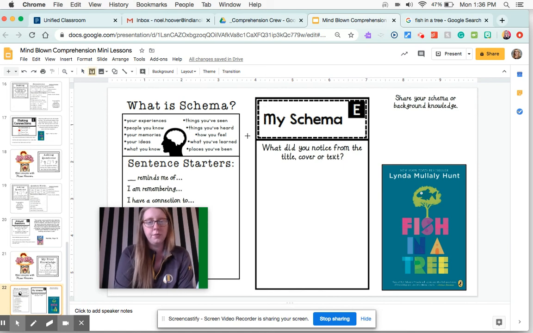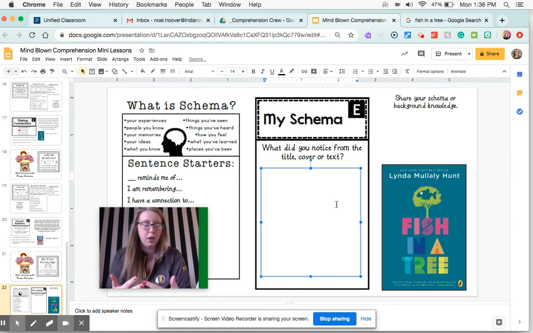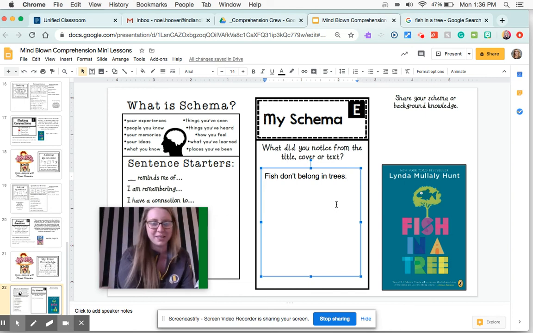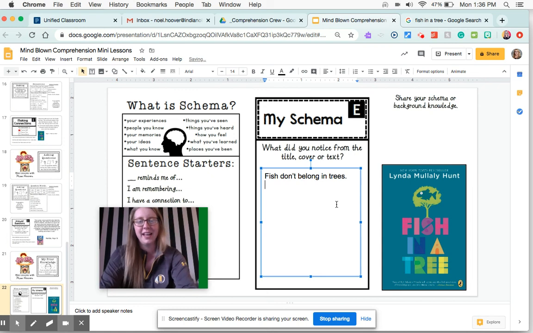So looking at the cover, I noticed that it is called Fish in a Tree. So some background knowledge I know is fish don't belong in trees, right? So fish don't belong in trees. I think I just said fishes, and please don't ever repeat that. It should just be fish. That's the plural version. Sorry.